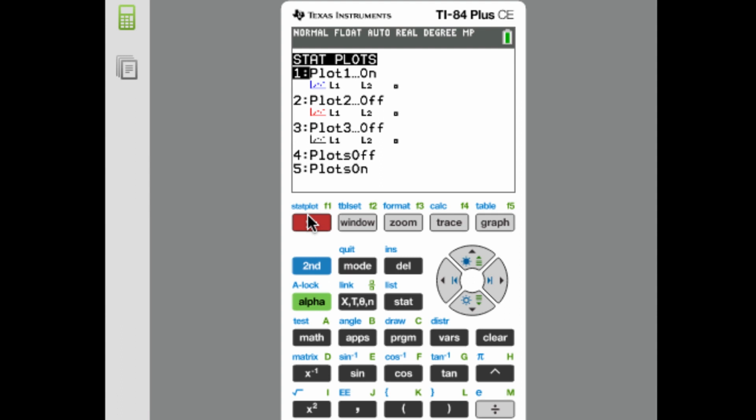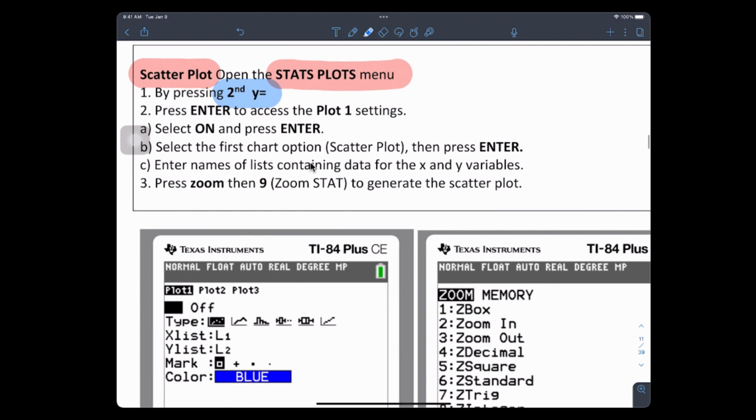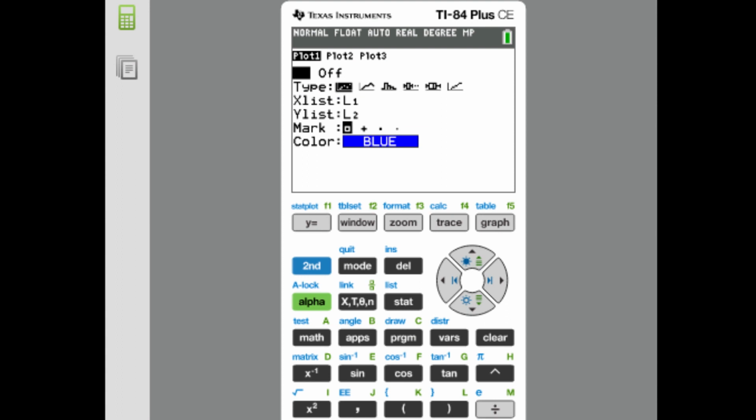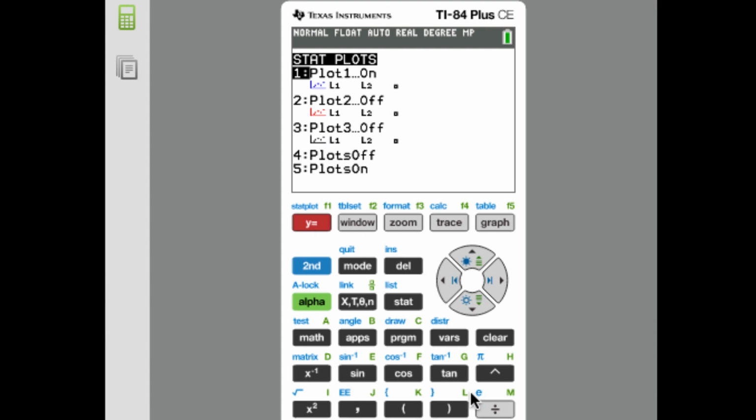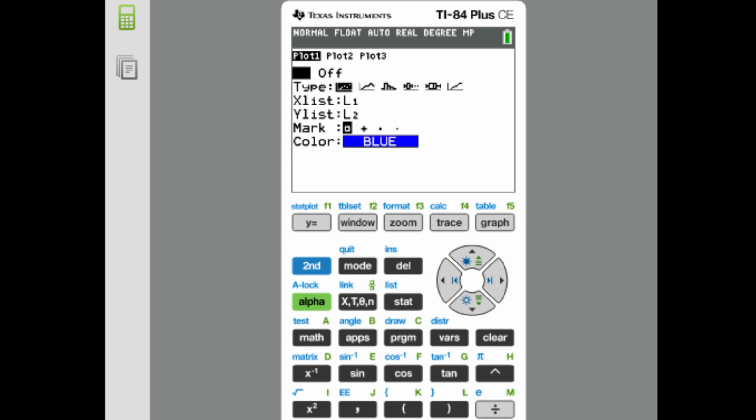So in your instructions now, you go, how do I do that? Well, what does it say? It says press enter to access plot 1 settings. Enter. Notice we have to go to the plot 1 settings. Now, in the instructions, they want you to do what? Oh, let me go back. I don't think I showed you guys that. So, second plot. Let's go back here. Press enter. You're in this one. Press enter.